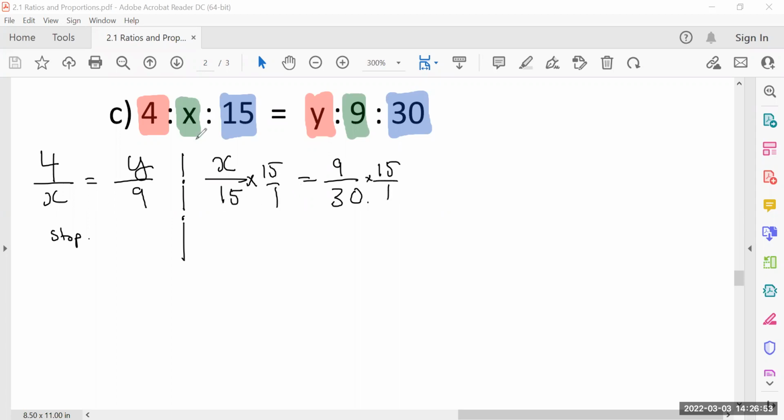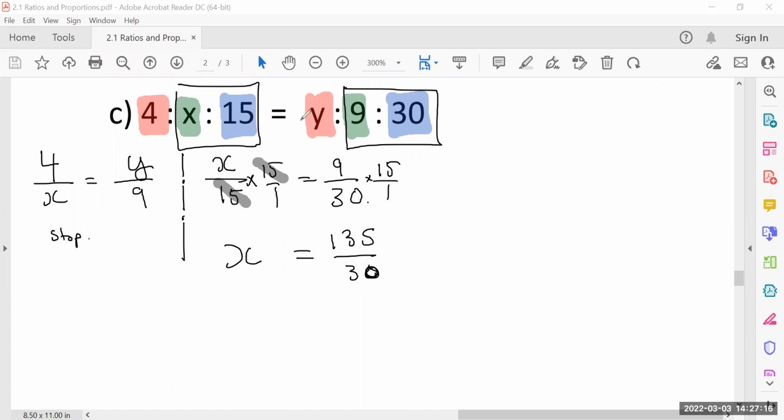And I have, again, let me cross out. That becomes 1 and 1. X equals 9 times 15, 135 over 30. Wait, but why are you using 9 over 30? Pardon? What happened to the y? I'm not doing y yet, right? I'm just doing this part right here. I'm not doing the red color.